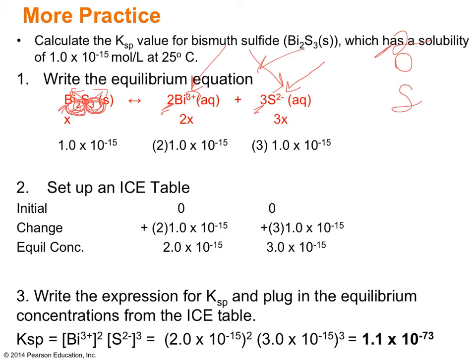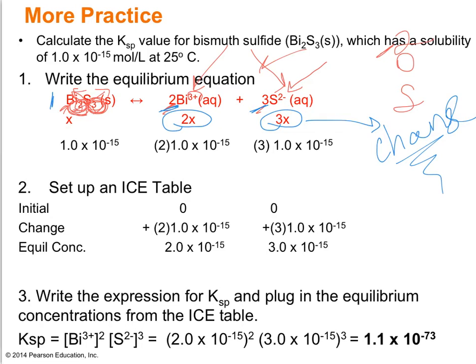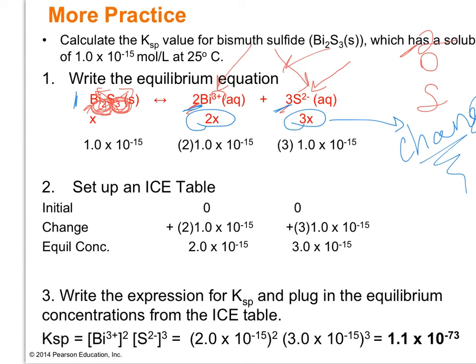Okay, so in any case, the stoichiometry that we have now tells us that for every 1 bismuth sulfide unit we dissolve, we're going to end up with 2 bismuth ions and 3 sulfide ions. So this stoichiometry is important for the change row in the ice table. Stoichiometry always corresponds to that middle row in an ice table. All right, so down to setting up the ice table.